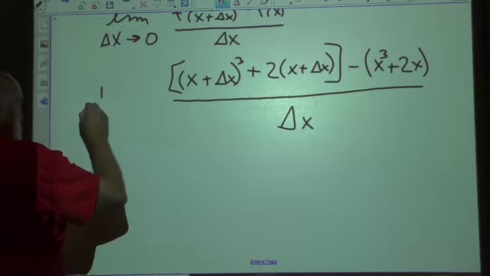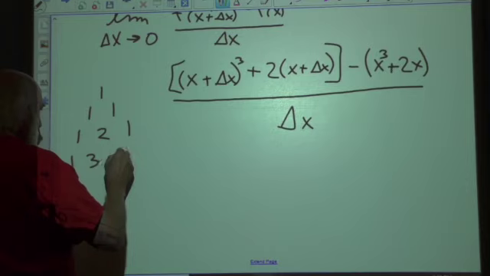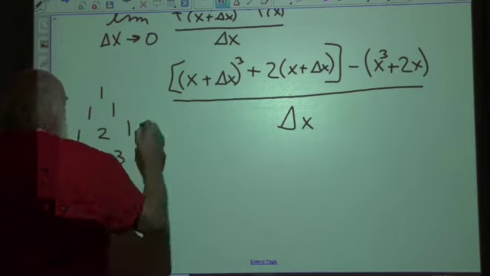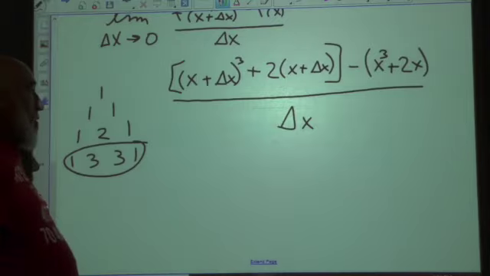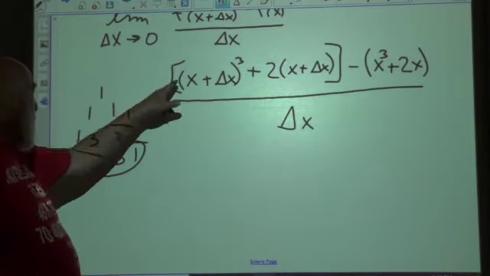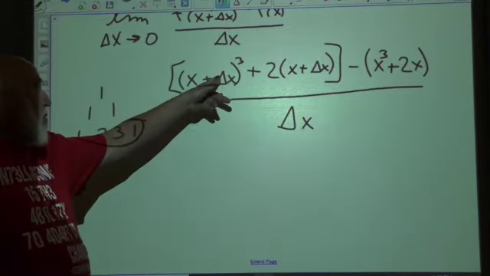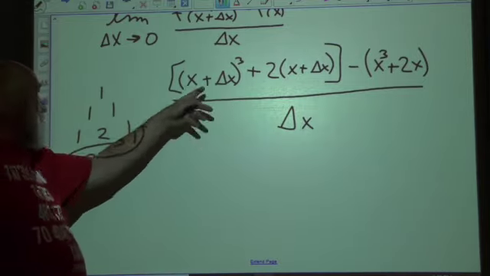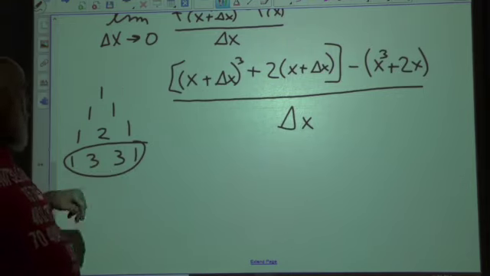Pascal's triangle: 1, 1, 1, 1, 2, 1, 1, 3, 3, 1. This 3 tells you that this is what we're going to be using for that. So again, remember, we're going to start off with x cubed, and then x squared, and then x, and then no x. And then the same thing with the delta x. There'll be no delta x here, delta x squared, delta x cubed here.